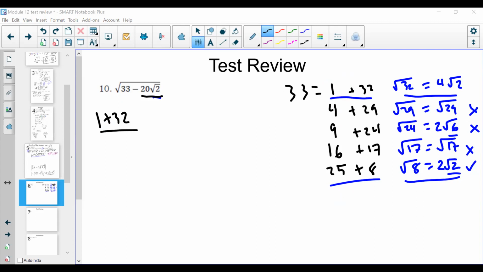Okay, sorry about that. So of 1 and 32, I'm gonna break this up into 2 different cases. So I always put the bigger number first. So I'm gonna put 32 first, minus this 20 root 2, plus the second number of 1.